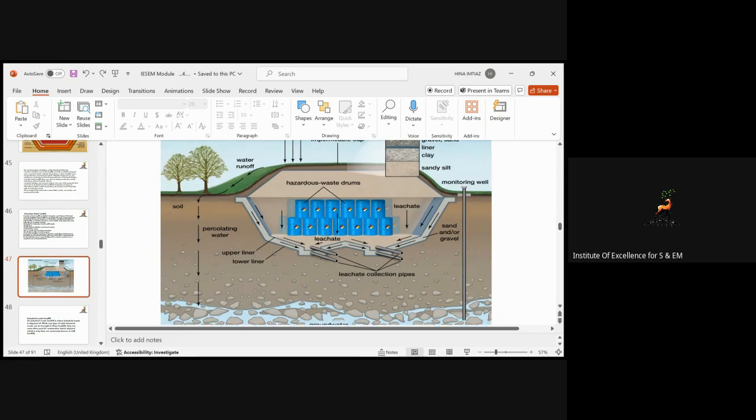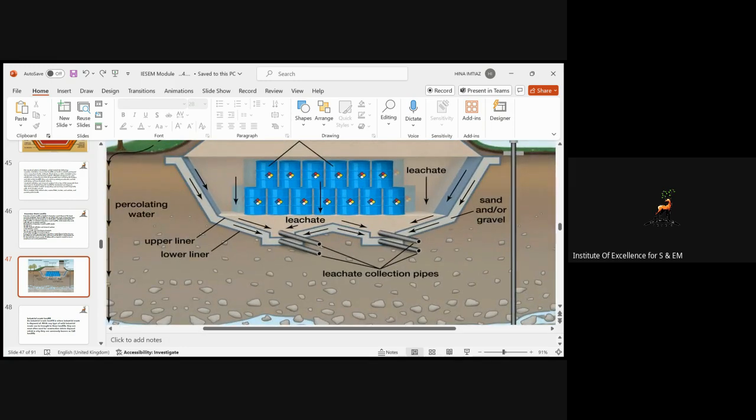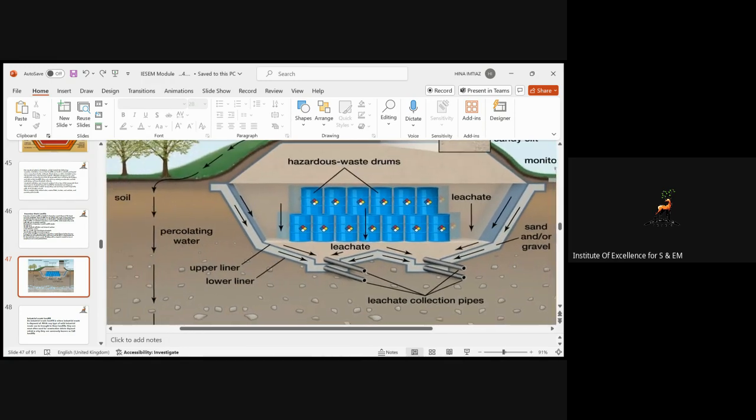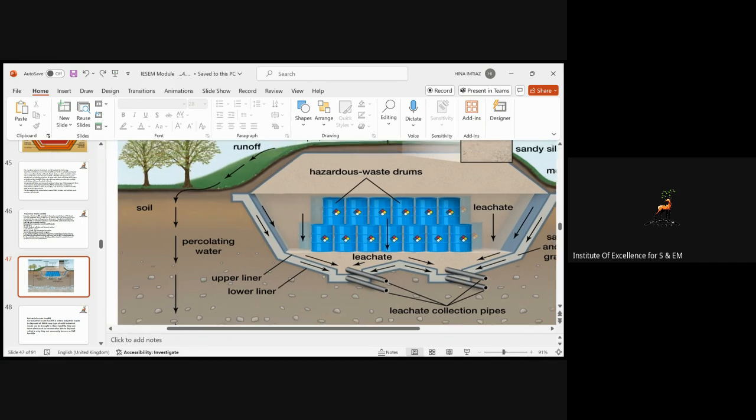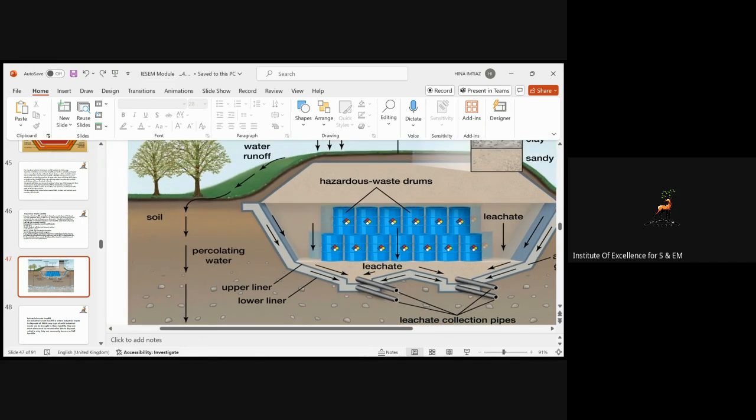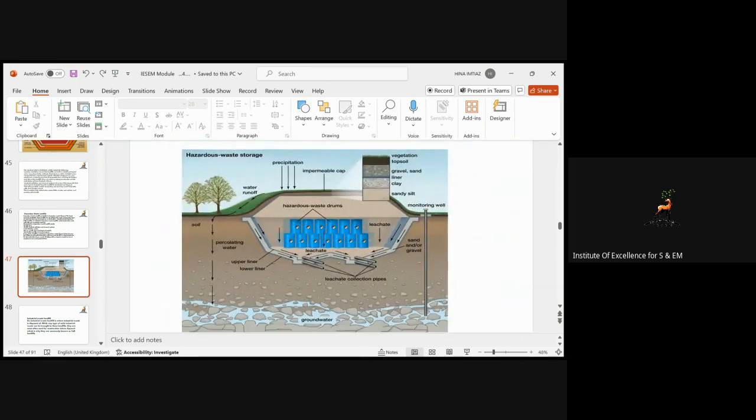So there are the leachate collection pipes as well, and again there is the upper liner and lower liner, and there is a proper check and balance for percolation of the water, so that we can protect our groundwater. So this is a design for the hazardous landfill.